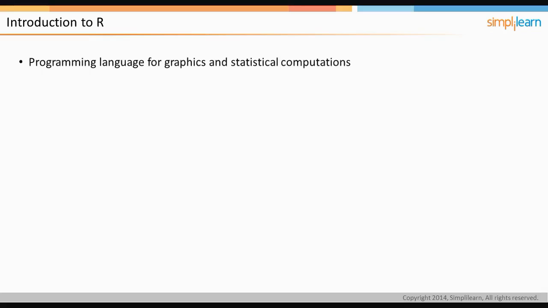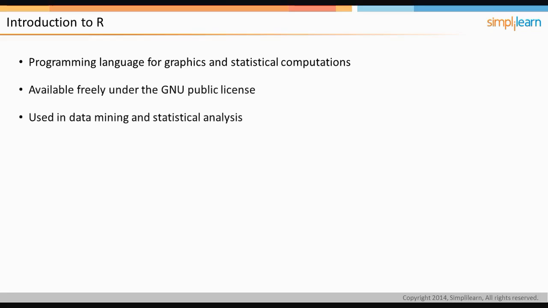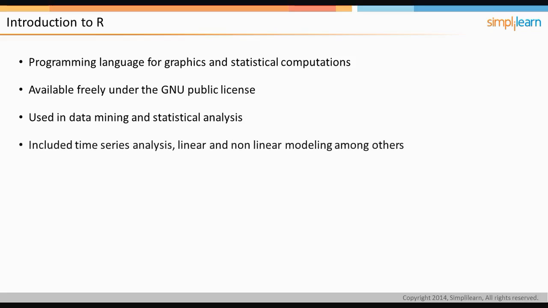R is a freely available programming language for statistical computations and graphics. It is published under the GNU Public License. It is mainly used in the fields of data mining and statistical analysis. Out of its various applications, it includes time series analysis, linear modeling, and nonlinear modeling. The main advantage of using R over other such tools for data mining is its active community, the built-in packages, and the package contributions by the members of the community. Another reason for its popularity is that R needs very little programming knowledge.